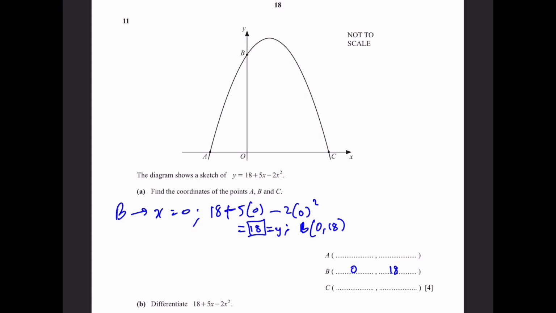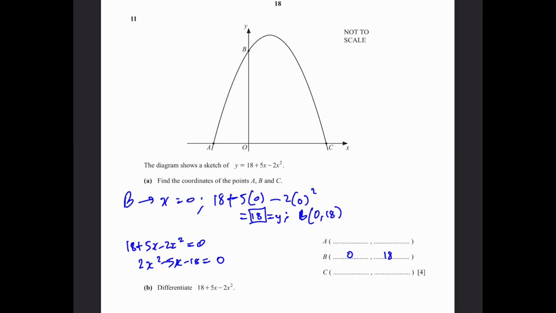We already found our y-intercept. Now the x-intercept is where y is equal to 0. This is where we need to do more working. So 18 plus 5x minus 2x squared is equal to 0. Now we can simply negate this: 2x squared minus 5x minus 18, and it's still going to be equal to 0, since negative of 0 is just 0. It doesn't really change anything. Therefore, we can now factorize this. And if you factorize this correctly, you'll get 2x minus 9 times x plus 2 is equal to 0.